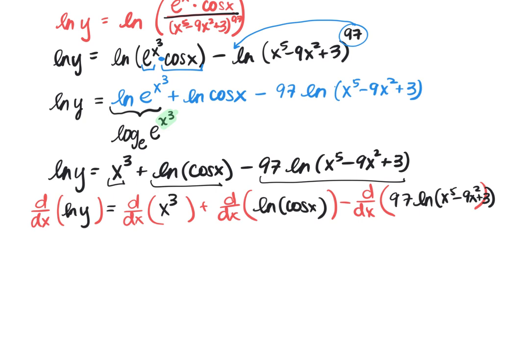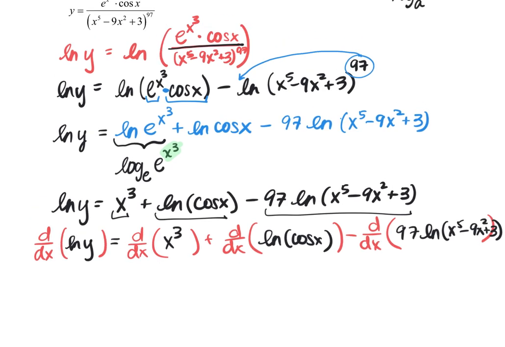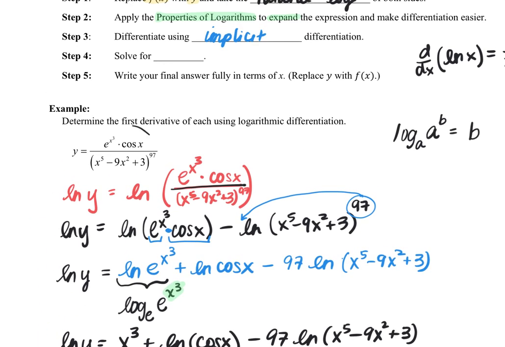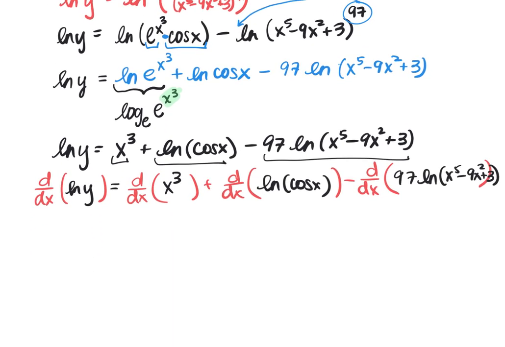Now you'll notice we're taking 4 individual derivatives, but these 4 individual derivatives are much simpler than taking the derivative of the original equation in its original form. So we've simplified the differentiation by utilizing our properties of logarithms first. And that's the whole idea behind this process. We want to make the derivative part simpler.